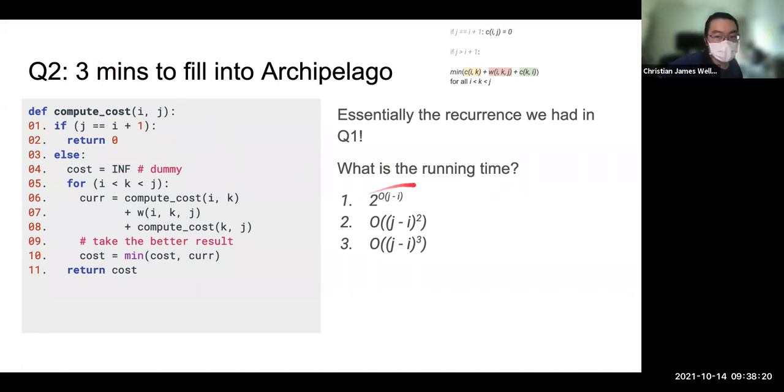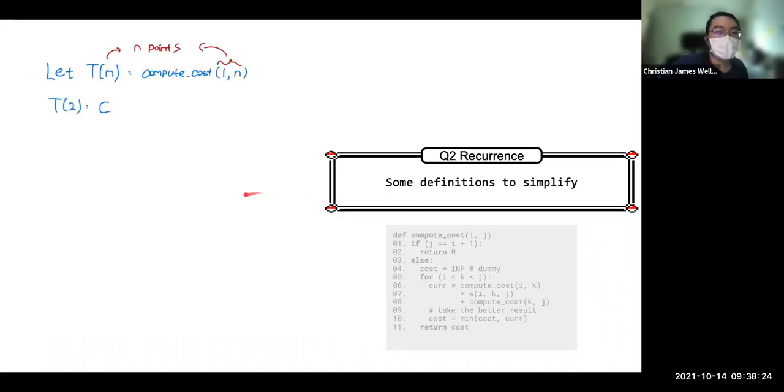Of course, it's exponential, to the power of j minus i. And here's one way you can prove it. Let Tn be the running time for n points to compute 1 to n. Base case, which is you only have 2 points, that's C. Let's say it's constant. I define Tn to be the running time for a polygon if you consider n points.